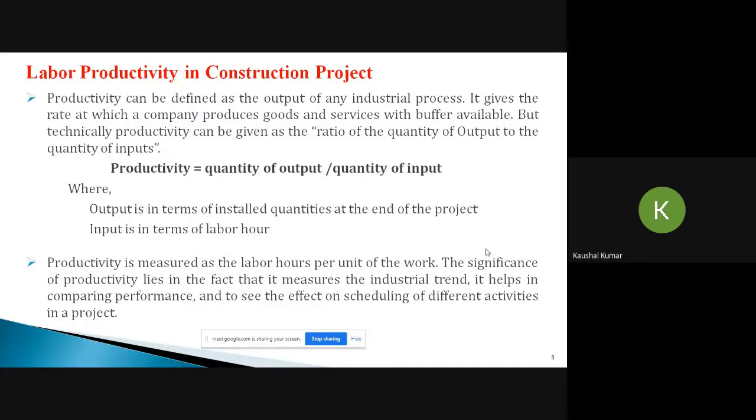In the case of a construction project, the quantity of output will be in terms of the installed quantities at the end of the project, and whether our project is getting completed in time with the available resources or not. The input parameter that we take here is the labor hours they give to the construction site. So in this case, productivity is measured as labor hours per unit of work. The significance of productivity lies in the fact that it helps in comparing performance, so that shifting and modification can be done to increase the productivity of the overall project.